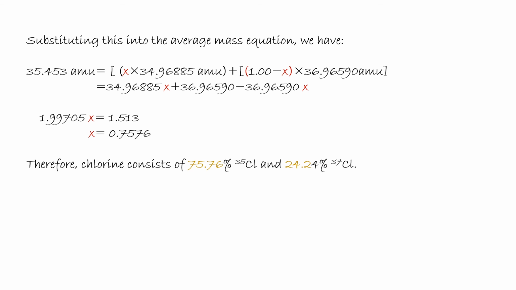So 35.453 atomic mass unit will be equal to x times 34.96885 plus (1 minus x) times 36.9659 atomic mass unit. So x will end up being 0.7576. Therefore, chlorine 35 will be present at an abundance of 75.76%, and chlorine 37 will be 24.24%.